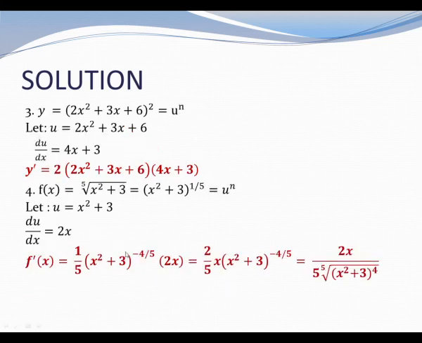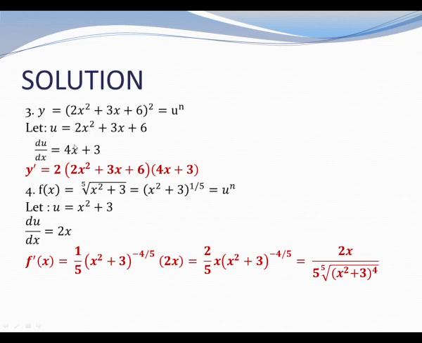Now the next example, number 3, is an example of power derivative also, but this time it is raised to the square. So we have y equal to 2x squared plus 3x plus 6 raised to 2. We can consider this as an example of the power derivative, wherein this is equal to u raised to n. Then we consider again that the quantity u is 2x squared plus 3x plus 6. And since we always have to multiply with the derivative of u with respect to x, we have to find the derivative of this function u as power derivative.